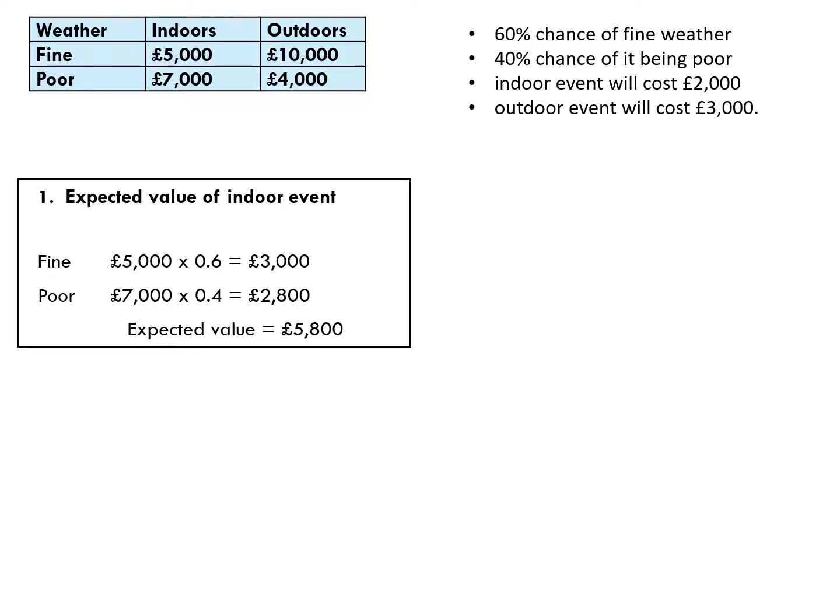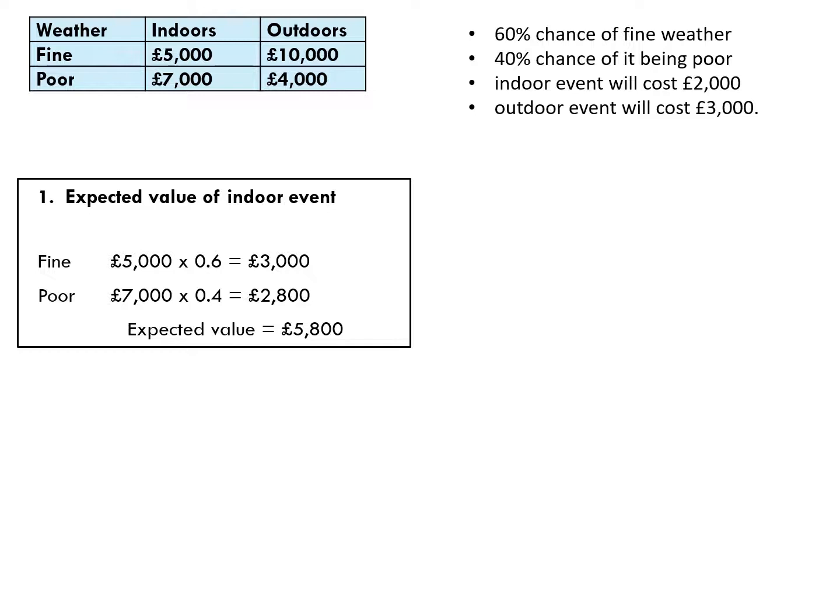And so what I try and do is I try and calculate the expected value. So if I make the decision to hold the event indoors, I don't know if it's going to be fine weather or poor weather, but what would be the expected value? Well, there's a 60% chance of it being fine and getting £5,000. There's a 40% chance of it being poor and getting £7,000. So my expected value is 60% of 5,000, 40% of 7,000, a kind of weighted average. The expected value of holding the event indoors would be £5,800.